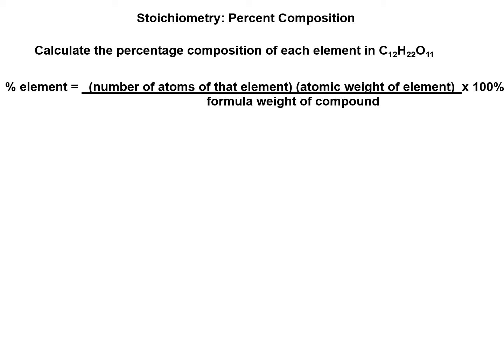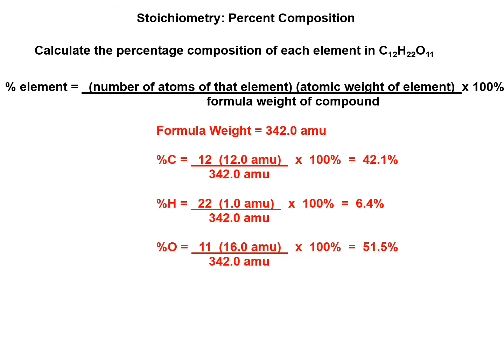So to calculate the percent composition, we take the percent of the element, which equals the number of atoms of that element times the atomic weight of the element divided by the formula weight of the compound times 100%. So if we look at C12H22O11, the formula weight is 342 atomic mass units. We get that using the stuff on the previous slide. Now, if we want to know how much carbon is in this molecule, we take 12, because there are 12 carbons, times 12 atomic mass units, because that's the atomic mass of carbon, divided by the total formula weight, which is 342 times 100, and we get the percent carbon as 42.1%.